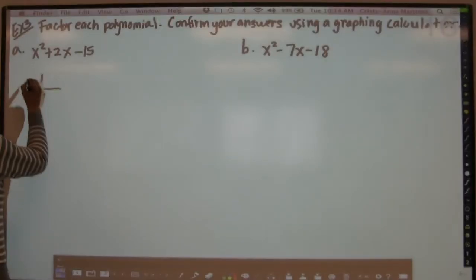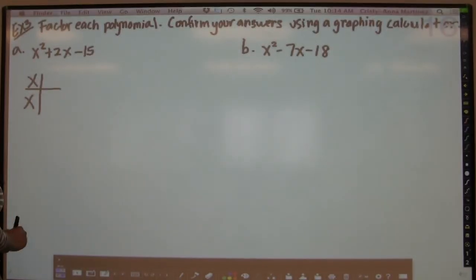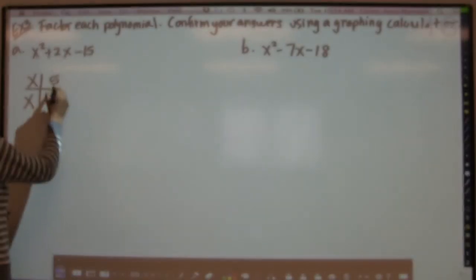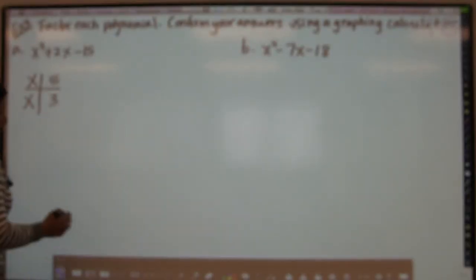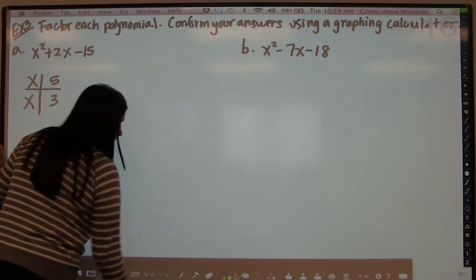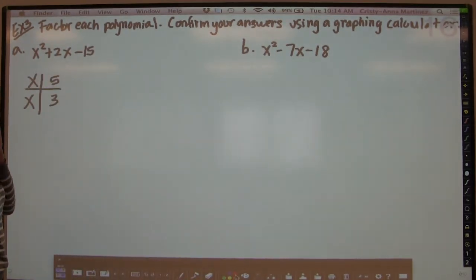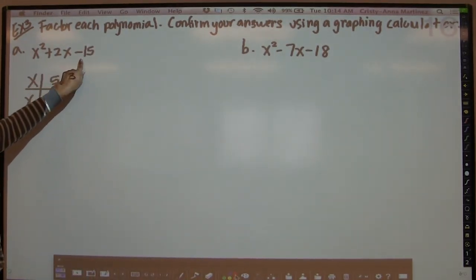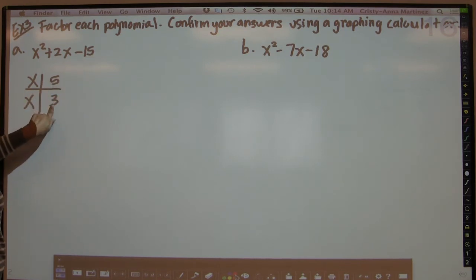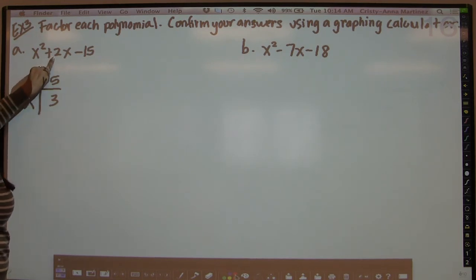So here we go again. I hope you're starting to get the hang of it. X times x. Factors of 15 are probably going to be 5 and 3. I know that one of those numbers has to be negative because this is a negative 15. So 5 times 3 is positive 15. So it's a matter of which one do we want to be negative. I want there to be a positive 2 here.